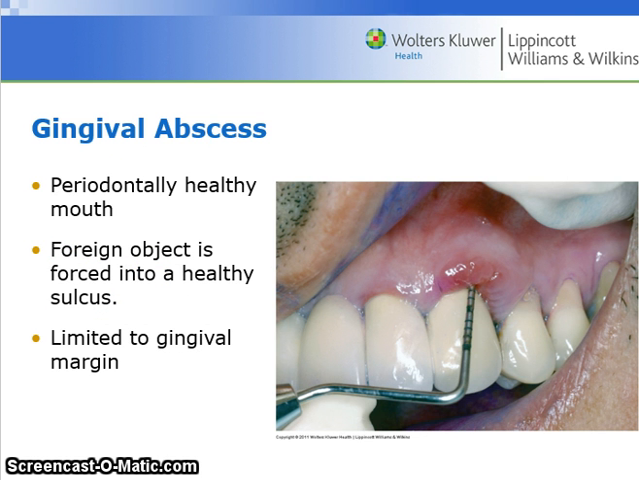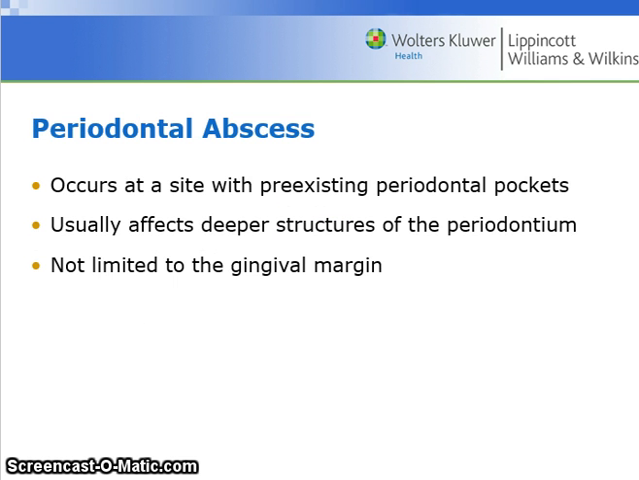A gingival abscess may occur in a periodontally healthy mouth when a foreign object is forced into the sulcus and will be limited to the gingival margin. They can occur at a site with pre-existing periodontal pockets. In this case, they will usually affect deeper structures of the periodontium, and they are not limited to the gingival margin.